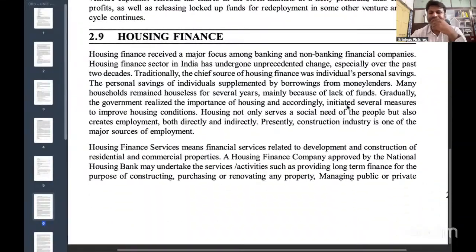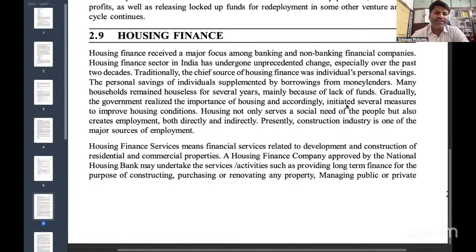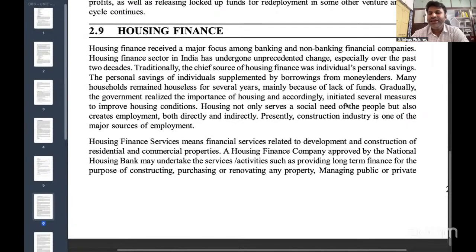Housing finance. Housing finance has received major focus among banking and non-banking financial companies. The housing finance sector in India has undergone unprecedented change, especially over the past two decades. Traditionally, the chief source of housing finance was individual personal savings, supplemented by borrowing from moneylenders. Many families remained houseless for several years.